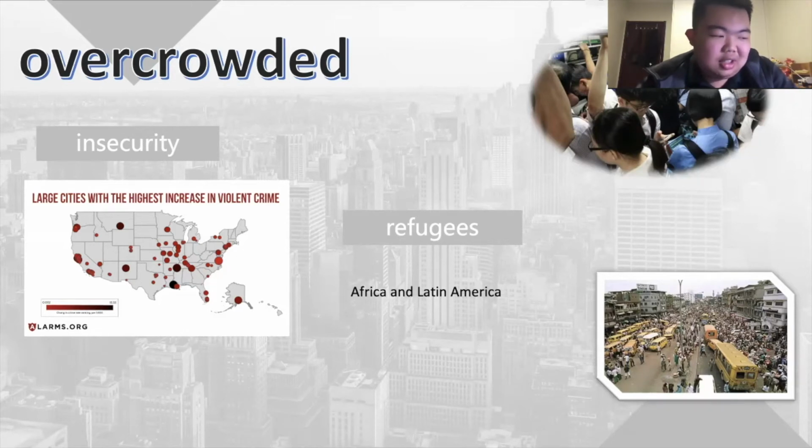And also, insecurity problems are caused by overcrowding. According to the Electronic Security Association, the largest trade association in the US representing the security industry, you can clearly see that the number of crimes in urban areas is much higher than in rural areas. At the same time, refugee problems are also caused by population shift from rural to urban areas, especially in Africa and Latin America.